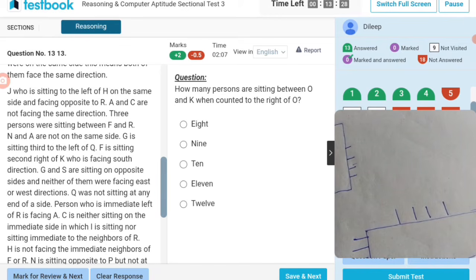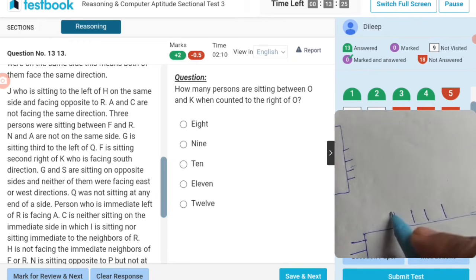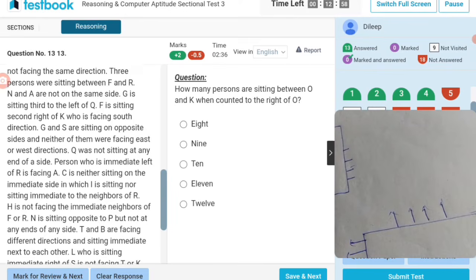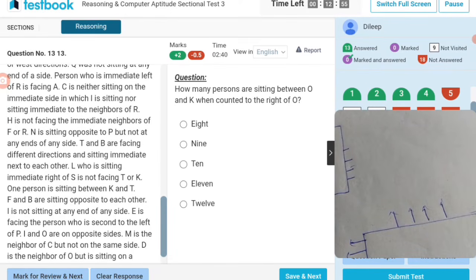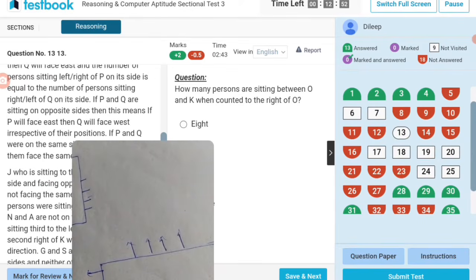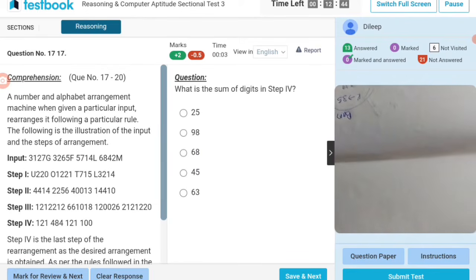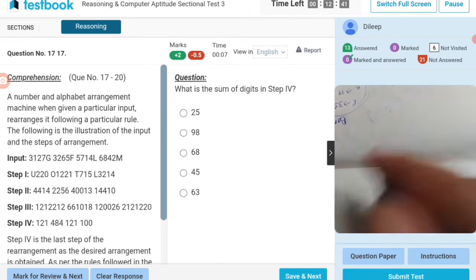So J is sitting left. So J who is sitting left of H, same side and facing opposite to R. So F is second to the right of K. K is south direction. C is also in next.